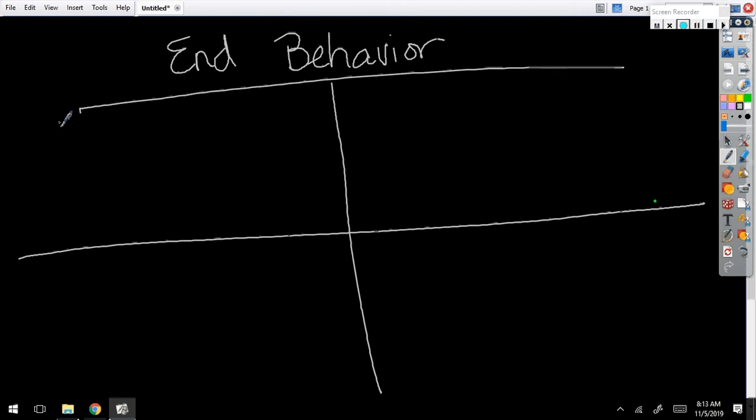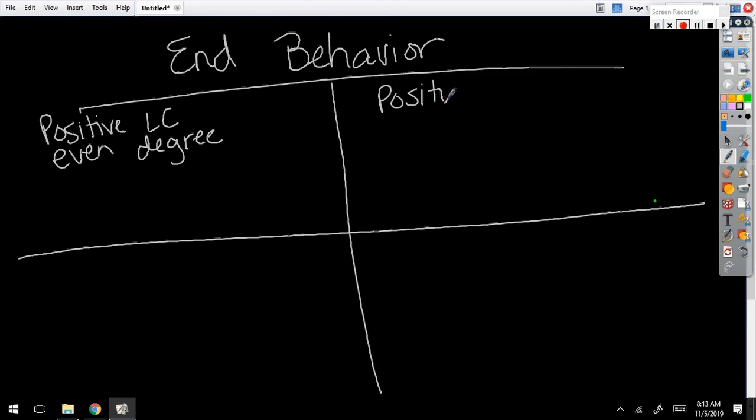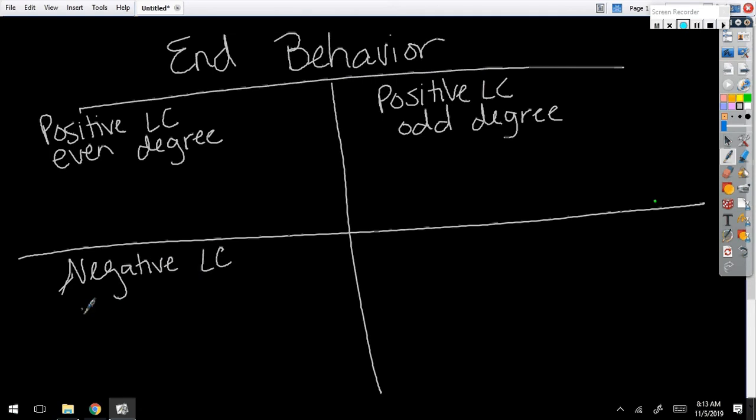So we'll say that this first box is going to be a positive leading coefficient and an even degree. Next one will be a positive leading coefficient and an odd degree. What do you think we do next? Negative leading coefficient and even degree, that's right. And a negative leading coefficient, odd degree.